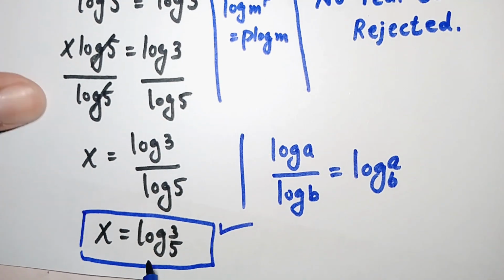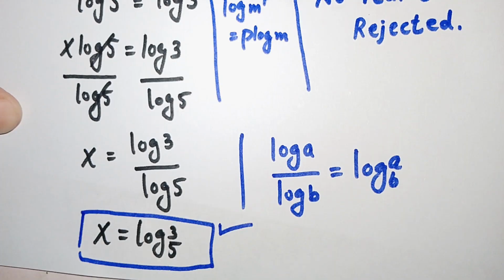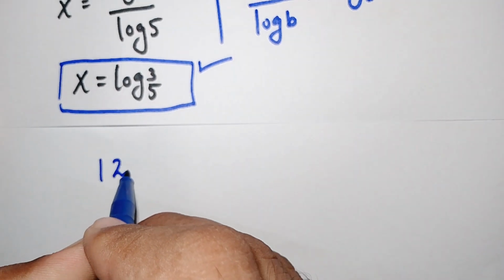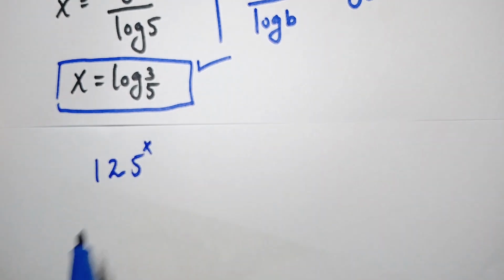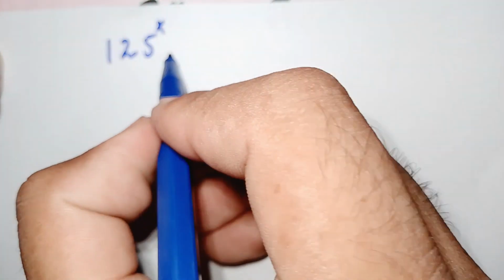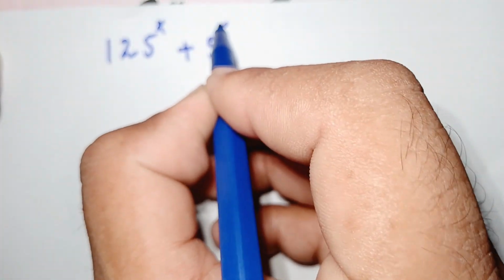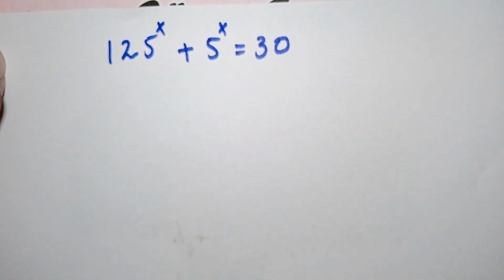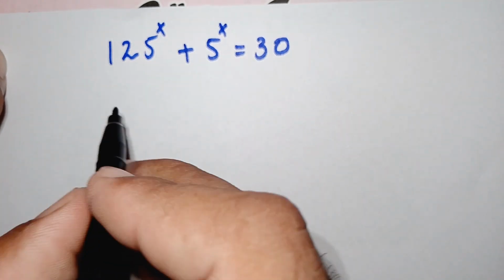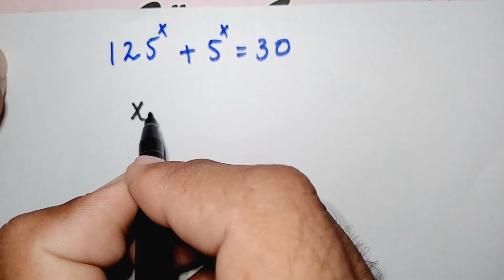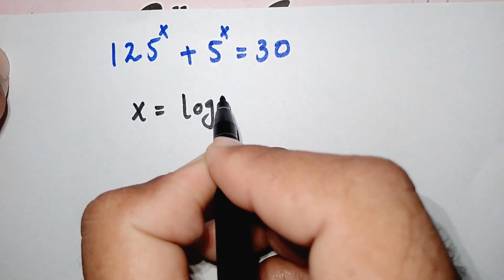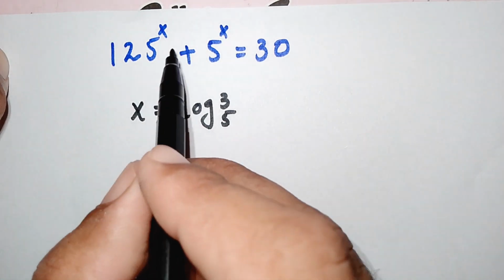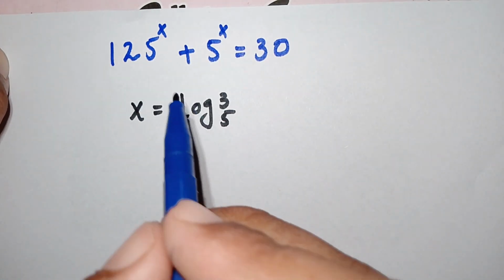Now we have to check whether this is correct or not. Now to check this answer, we have to write the question, which is 125 to the power of x plus 5 to the power of x is equal to 30. And here to solve this, we know that x is equal to log of 3 with base 5. So we have to put the value of x in this to check whether this answer is correct or not.